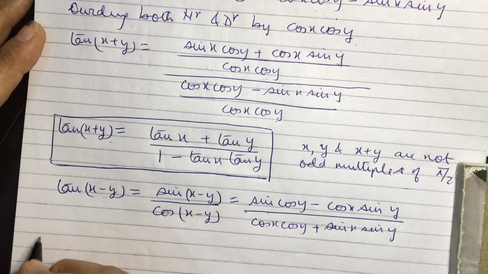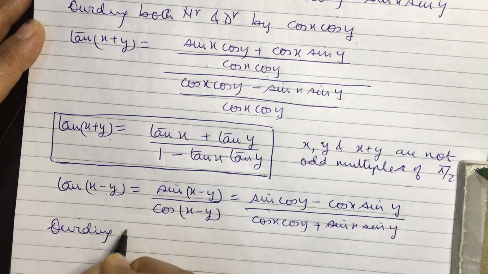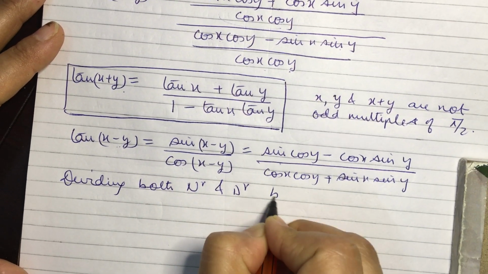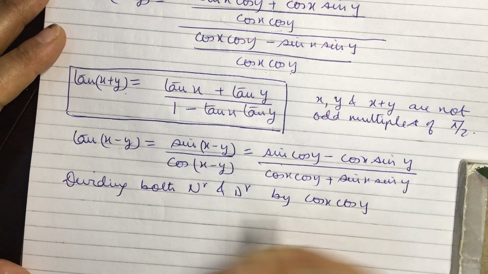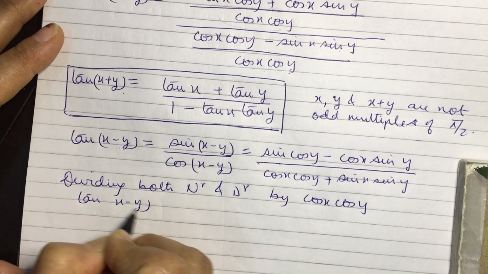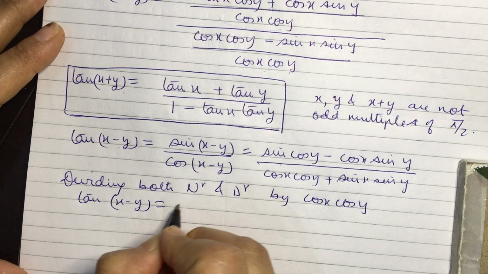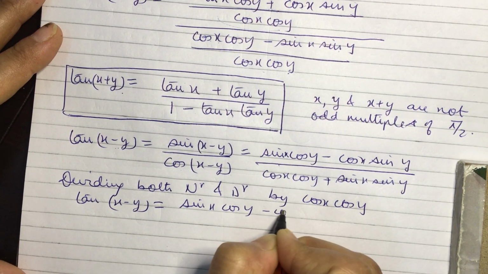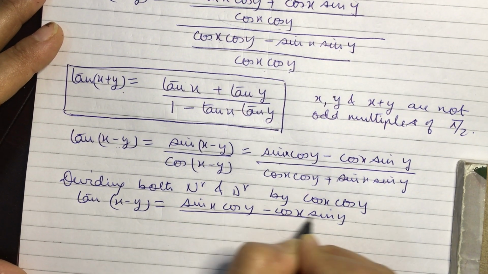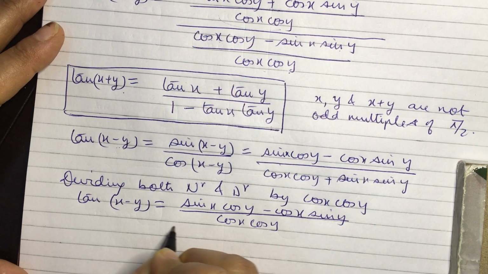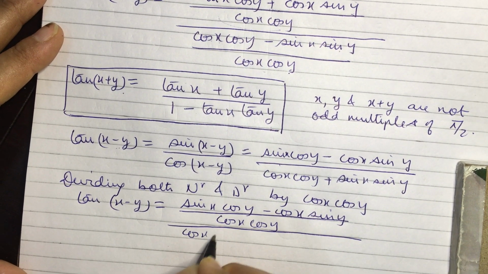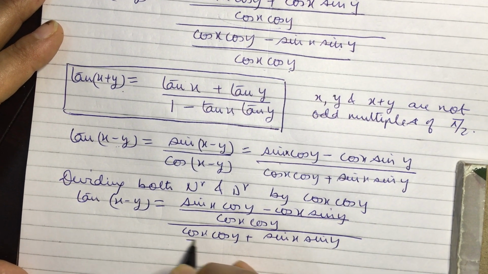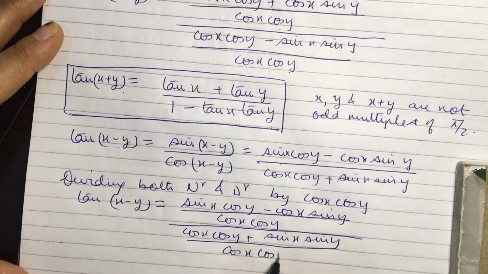Now again dividing both numerator and denominator by cos x cos y, we get tan of x minus y is equal to (sin x cos y minus cos x sin y) whole upon cos x cos y, and the denominator is (cos x cos y plus sin x sin y) whole upon cos x cos y.